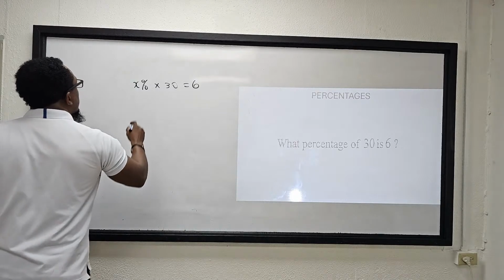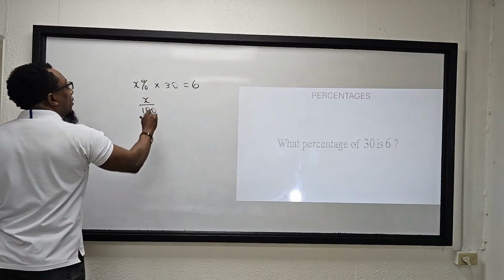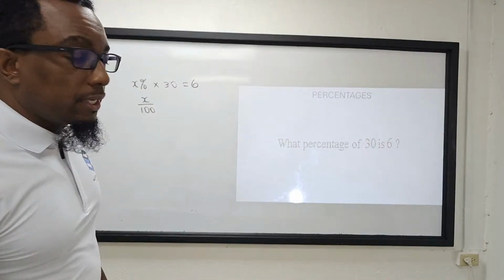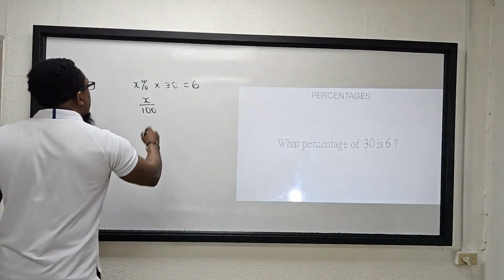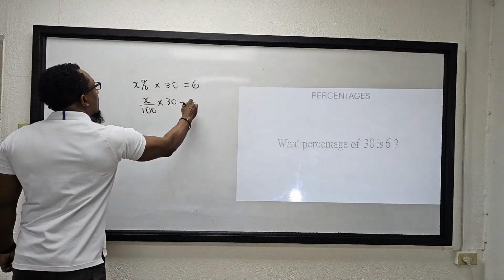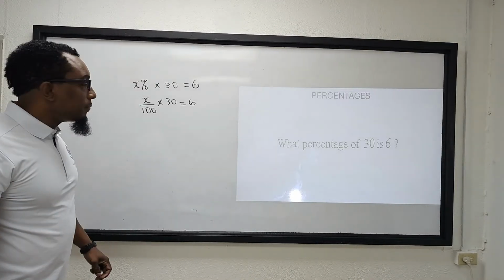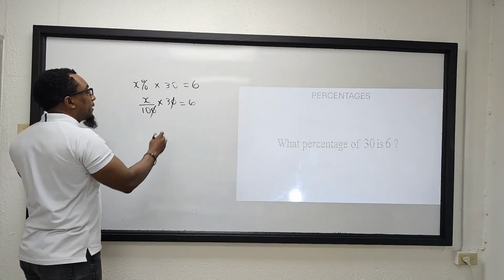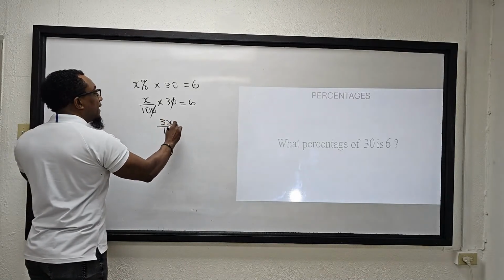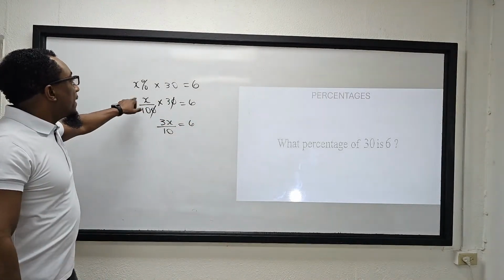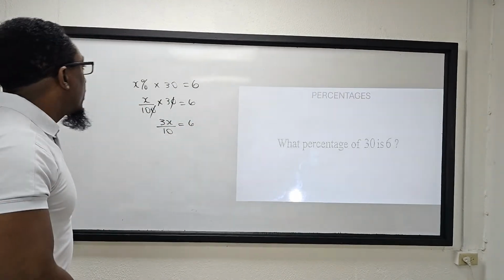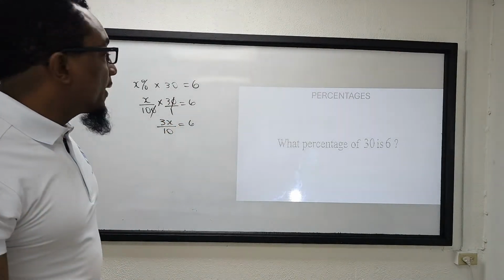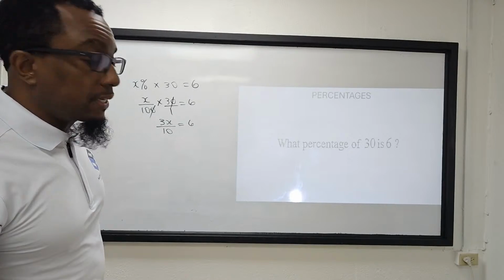X percent is the same as X all over 100. I can convert that now into a fraction, times 30 is equal to 6. The zero cancels with zero. I'm going to get 3x all over 10 is equal to 6. 3 by x will give me 3x. Of course, this is 30 all over 1. 10 by 1 is 10. So I'm going to get 3x over 10 is equal to 6.